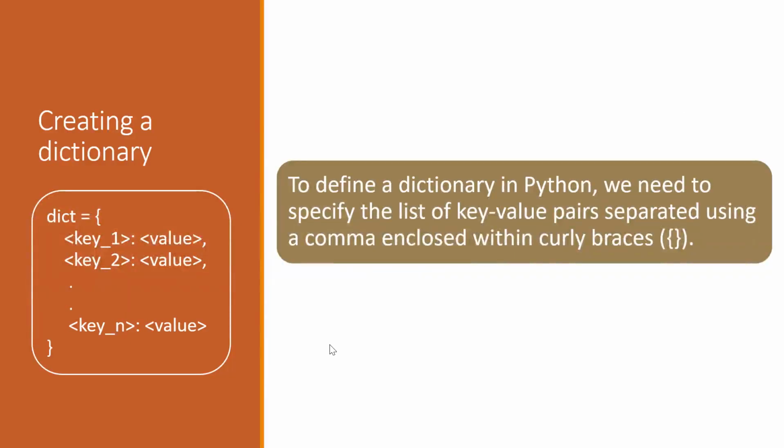So now that we have understood some of the basics related to dictionary, let's understand how we can create it. Now to define a dictionary in Python, we need to define a list of key value pairs separated by using a comma, and this list of key value pairs should be enclosed within the curly braces. Moreover, the key value pair will be separated using a colon. So here you can see the syntax of creating a dictionary in Python. So a dictionary must be enclosed within the curly braces and we can define multiple key value pairs in it, and the key value pair should be separated using a colon. Now let's discuss the use of this syntax practically with the help of an example.